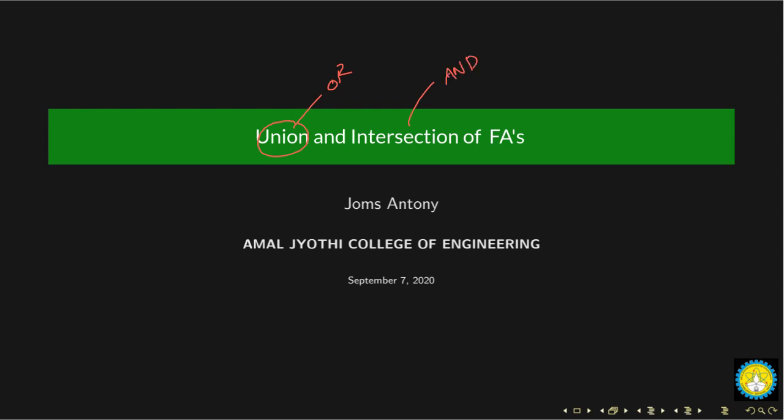So we have studied this in digital system design. You might have studied it in discrete mathematics. So the mathematics behind is that union operation refers to the OR and the intersection refers to the AND operation. This is also valid for set theory. So now let's look into how this becomes applicable for FAs.